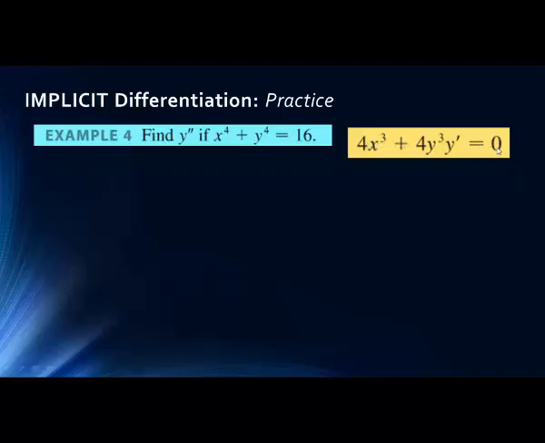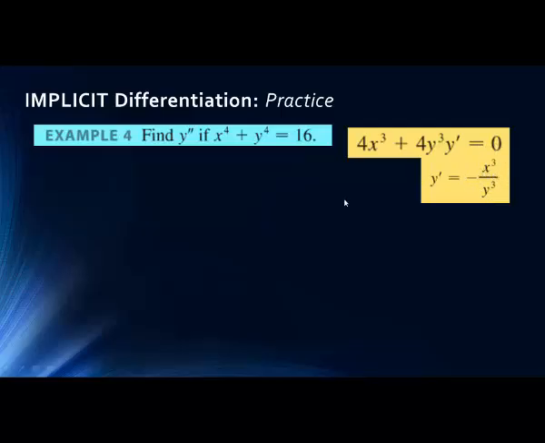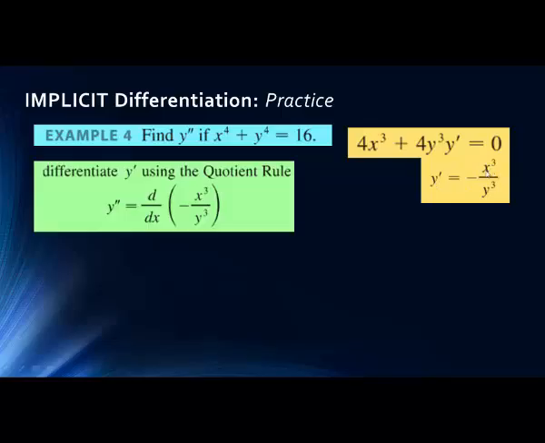Again, you should be getting faster with these. When I solve this for y prime, I subtract 4x cubed, so it's negative on the right, divide by 4y cubed, and I get negative x cubed over y cubed. Okay, that's my first derivative. Notice I want my second derivative. My second derivative is the derivative of the first derivative, right? The second derivative is the derivative of the first derivative, and so forth. So I now need to differentiate y prime.